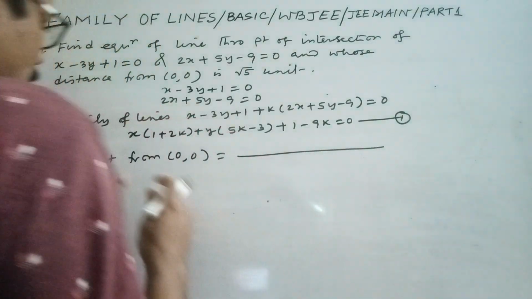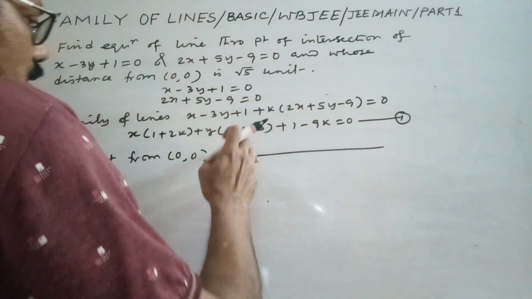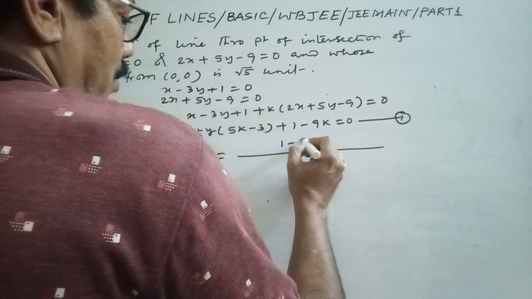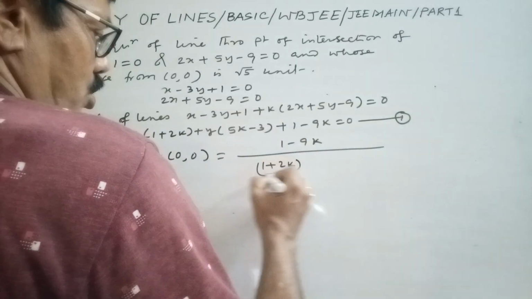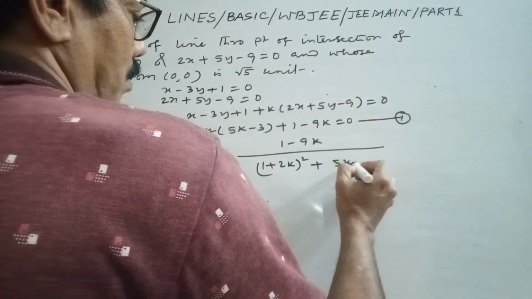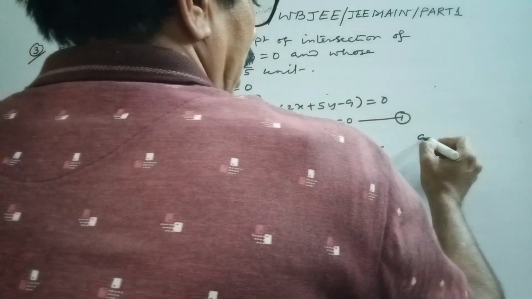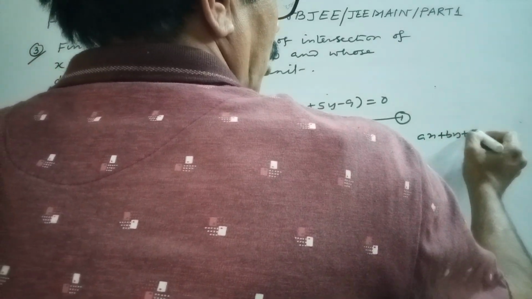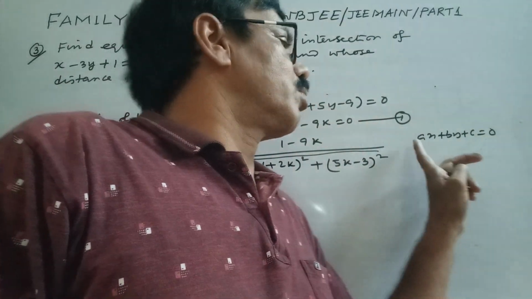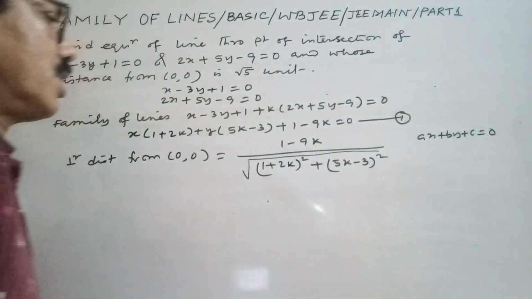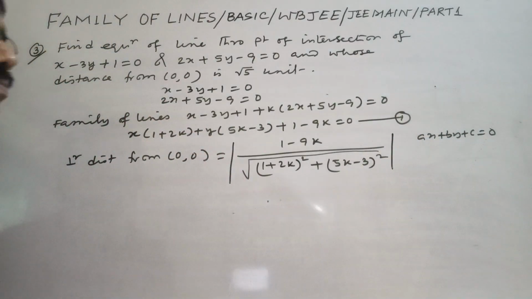So, you know, 1 plus 2k into 0, 0 into 5k minus 3. So this part is absent, 1 minus 9k by 1 plus 2k whole square by 5k minus 3 whole square. So try to recall, for ax plus by plus c equals 0, the perpendicular distance from 0, 0 is modulus of c over root of a square plus b square. What is c? 1 minus 2k. You can put it as a modulus sign.